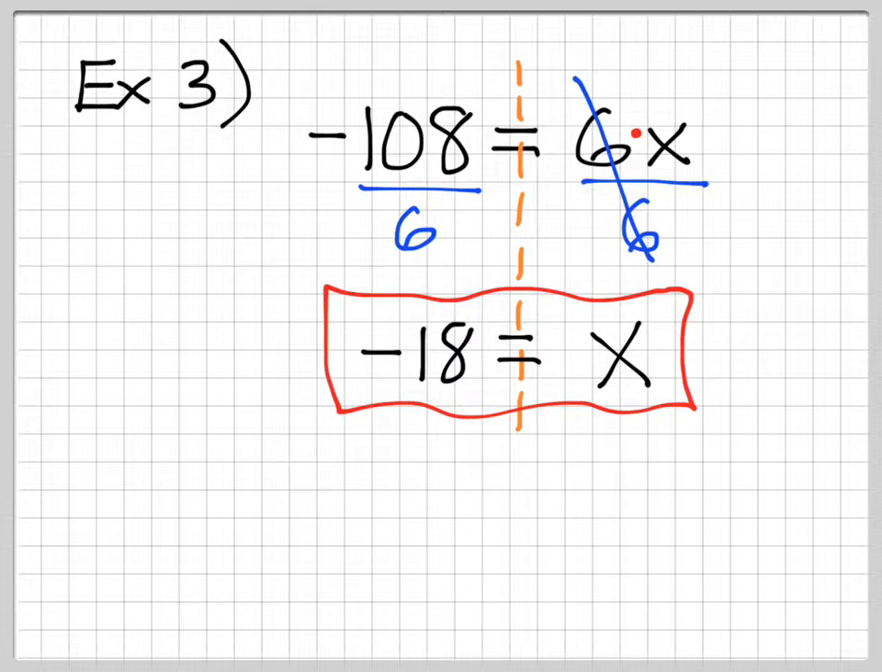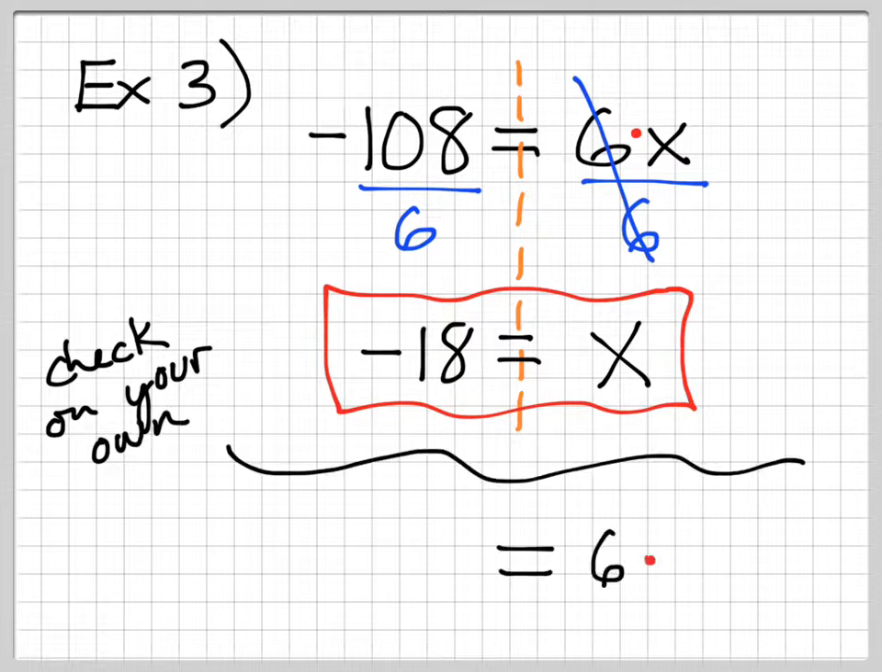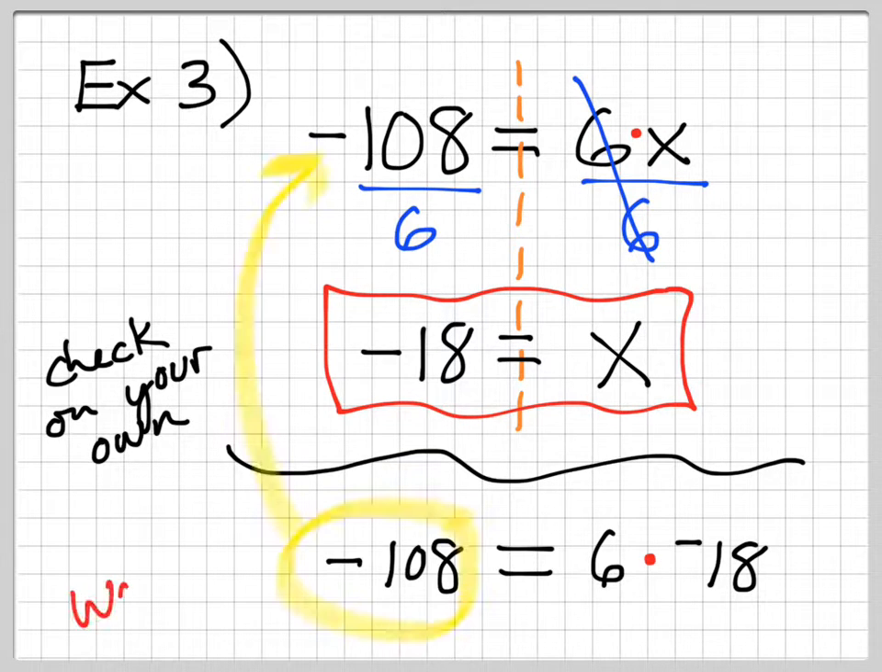X equals negative 18, reading from right to left. We're going to do a quick check. I go ahead and plug in 6 times my answer, negative 18, and I do get negative 108. So my solution works.